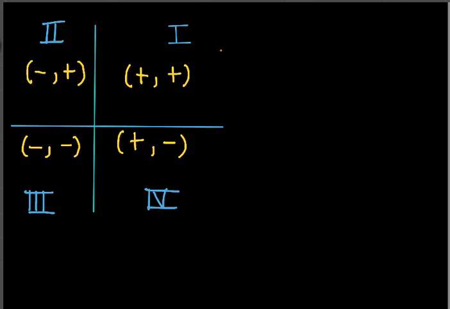All right, so sine in this case, right? Sine of theta in quadrant 1 is going to be positive because it's y over r. Cosine of theta in quadrant 1 is going to be positive because it's x over r. And tangent of theta in quadrant 1 is going to be positive also because it's y over x.